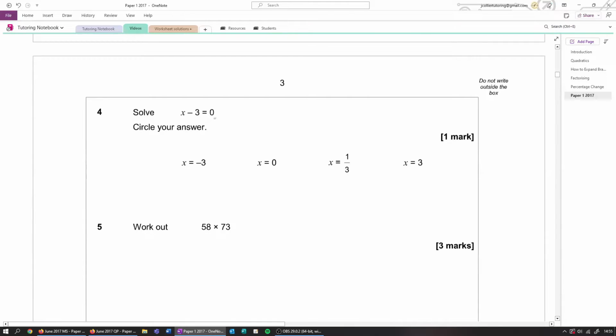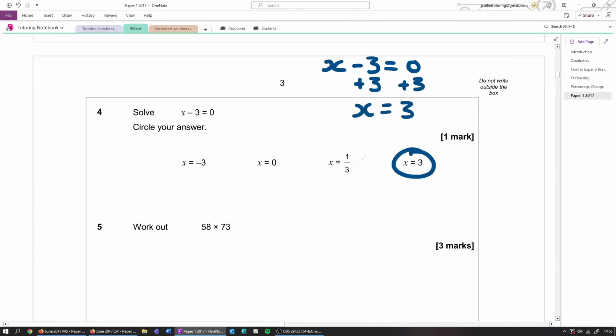Okay, so x minus 3 is equal to 0. Now, immediately we could see this is probably going to be 3, because 3 minus 3 is 0. However, let's say we didn't see that, which is perfectly fine. If I wanted to solve this equation, I would be getting x by itself, so I'd add 3 to both sides to cancel out that minus 3, and get x as 3.